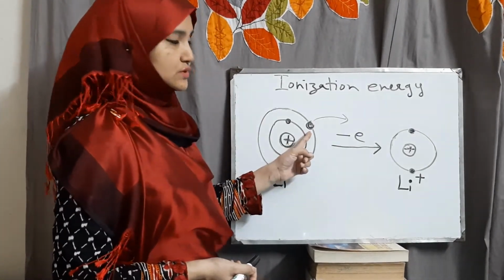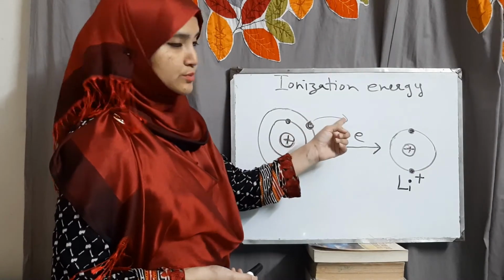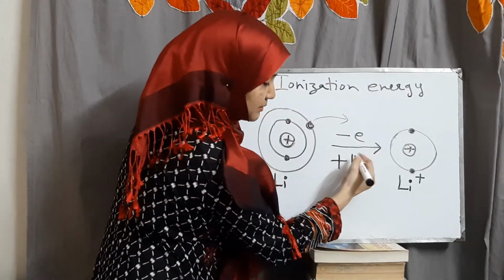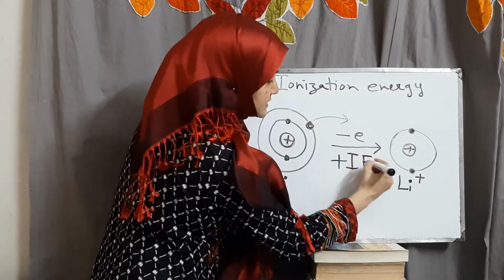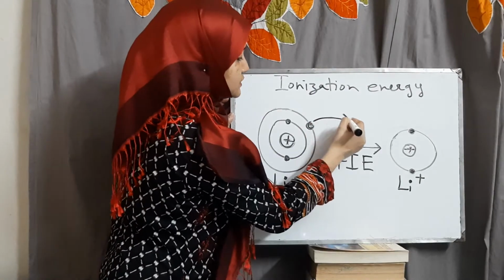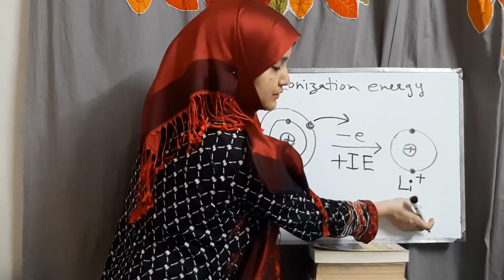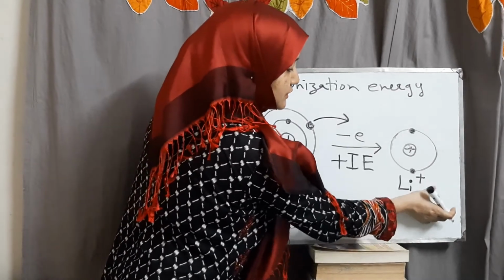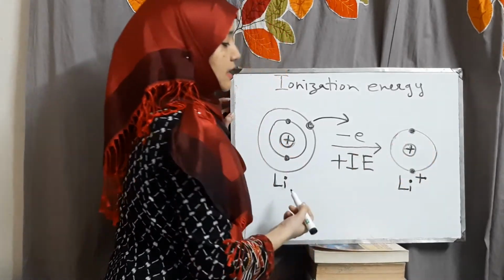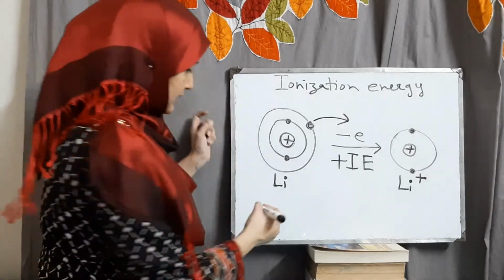Lithium has one electron in its outermost shell. If this electron is removed, we have to apply a certain amount of energy, and after removing one electron we get a positive ion with a single positive charge. This amount of energy is called ionization energy.